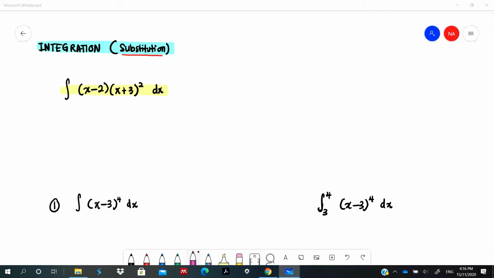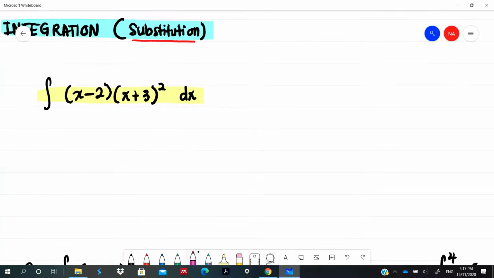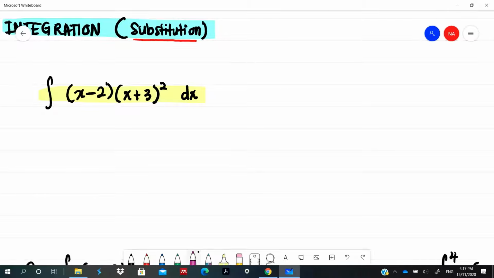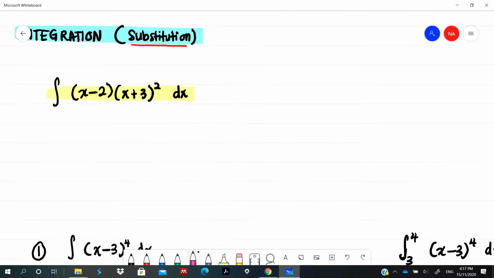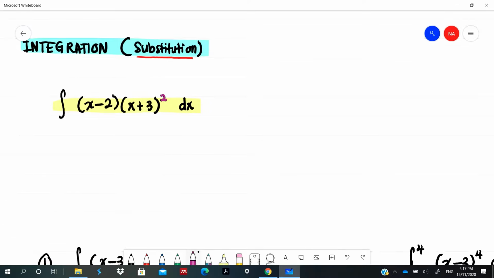So mainly we call this U substitution. But before we do the U substitution, let's just look at this example. What if we have to integrate this? This is very easy because if we have x plus 3 to the power of 2, we can expand it.